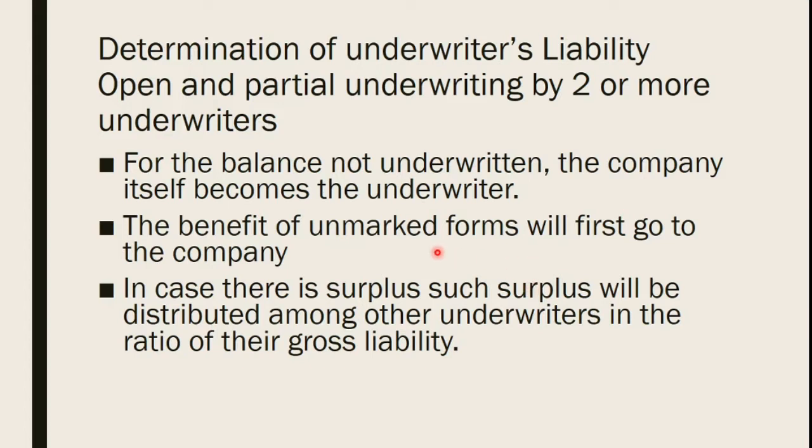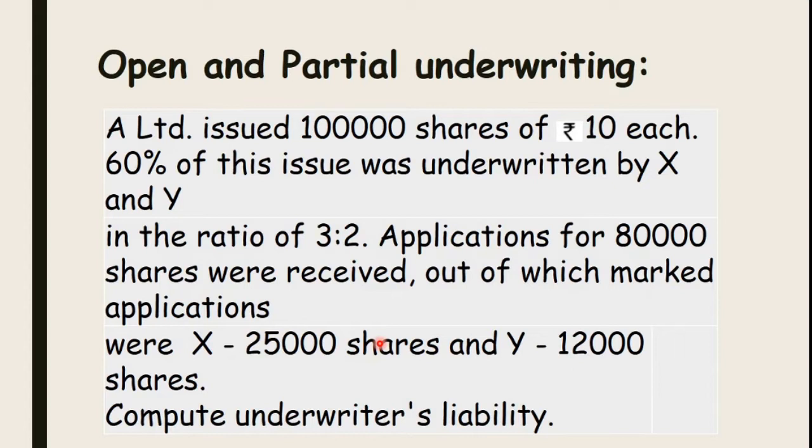You have to take the company as the underwriter for this 20,000. And when you take the company as the underwriter, the benefit of unmarked forms will first go to the company. Okay, and in case there is a surplus, such surplus will be distributed among other underwriters in the ratio of their gross liability. Now this I will explain in the next problem. Now we have here one problem.